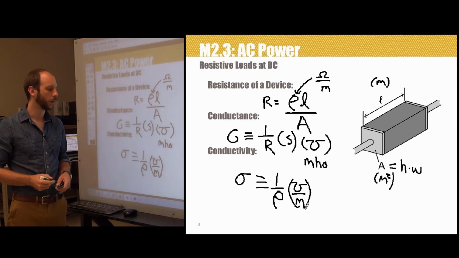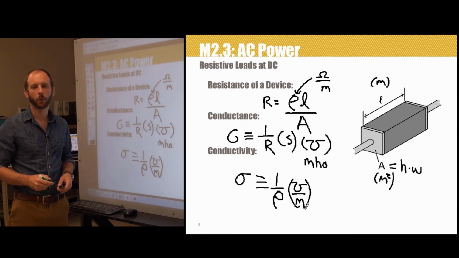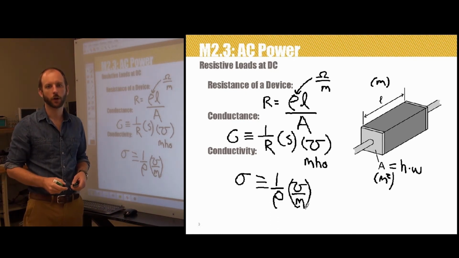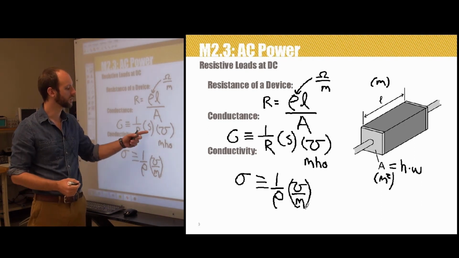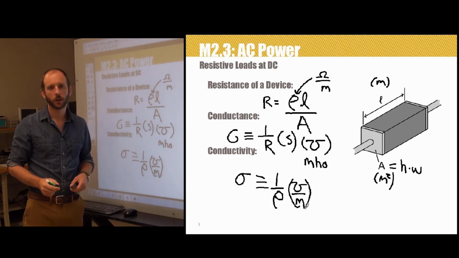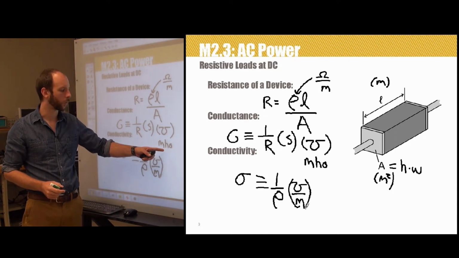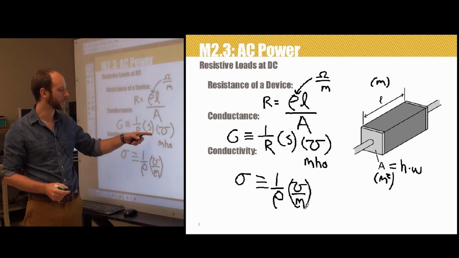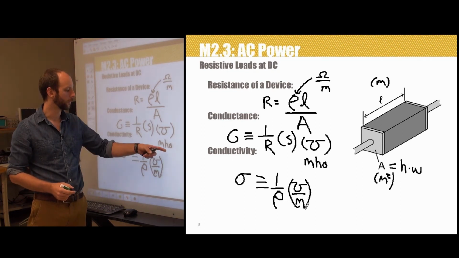For example, an 8 ohm resistor is going to have a conductance of 0.125 mhos. It can also be said that an 8 ohm resistor has a conductance of 0.125 Siemens. It means the same thing. There's no conversion between the two. Siemens and mhos are equivalent. You'll notice again that the unit mho is just the word ohm spelled backwards. In the literature, mhos and Siemens are used interchangeably.